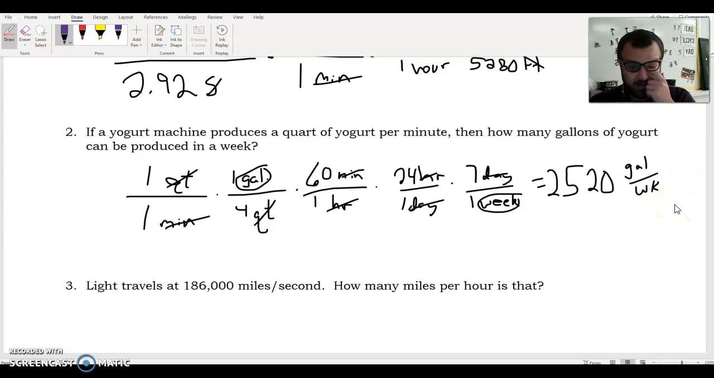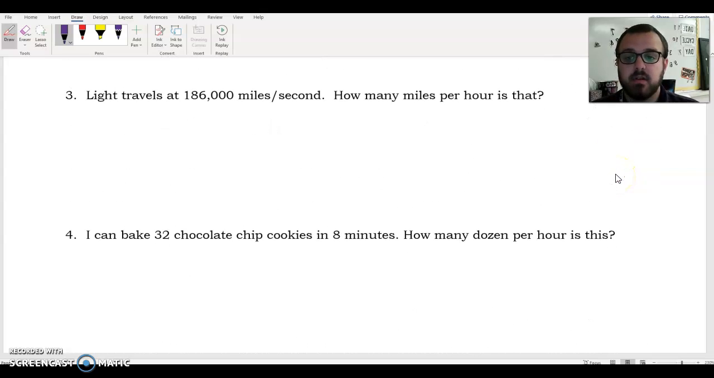So basically, again, you set this up. You want your conversion factors to all cancel out so that when you get to the end, you end up with the unit that you want, in this case, gallons per week. All right? Let's try one more, and then you guys are going to try 2 on your own.